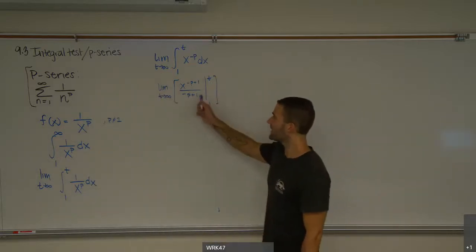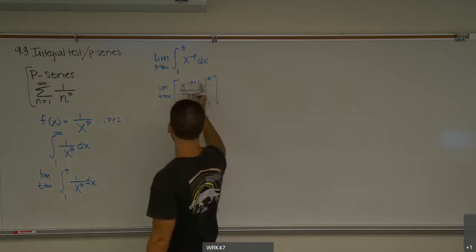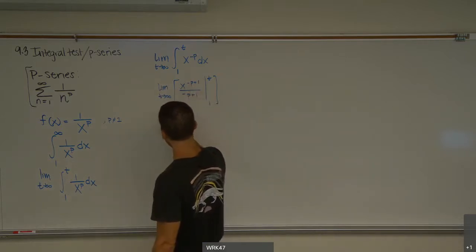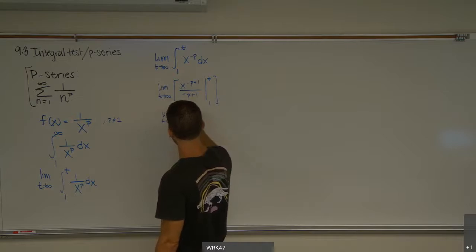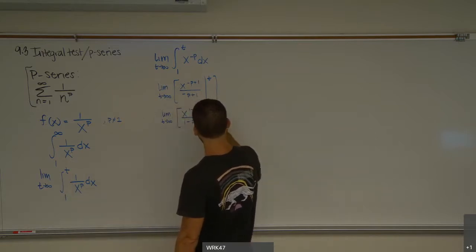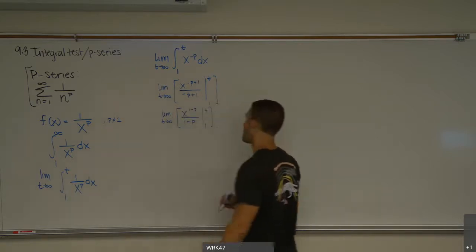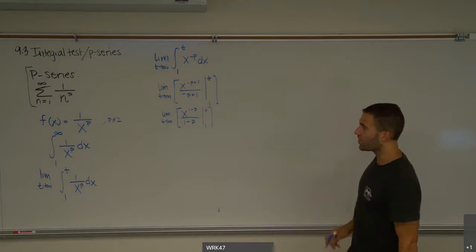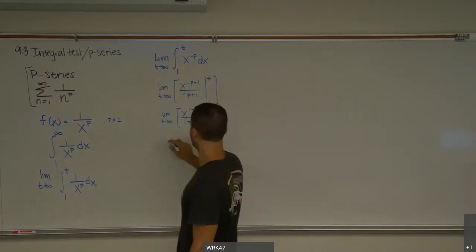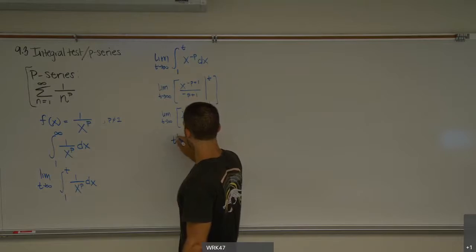Now, let's clean this up a little bit. I'm going to write this as 1 minus p and 1 minus p so that the positive term is first. That's just a matter of preference. x to the 1 minus p over 1 minus p, evaluated from 1 to t. And so we need to evaluate this from 1 to t. Let's go ahead and plug t in. So we get t to the 1 minus p over 1 minus p. Let's just go ahead and factor that out.